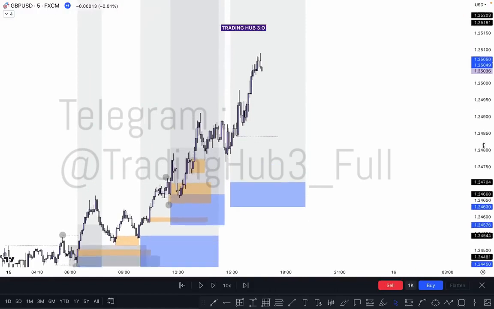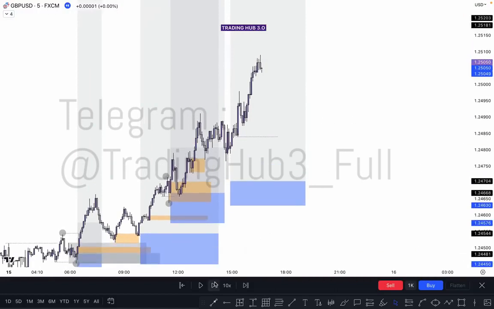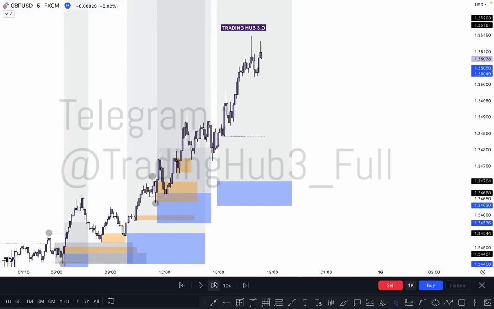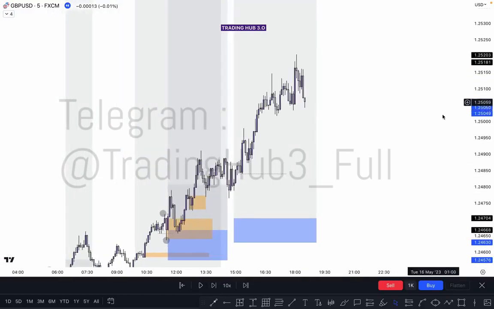The market creates another higher high and pushes upside, right? So let's see what happened next after this one. All right, this one is quite interesting here.